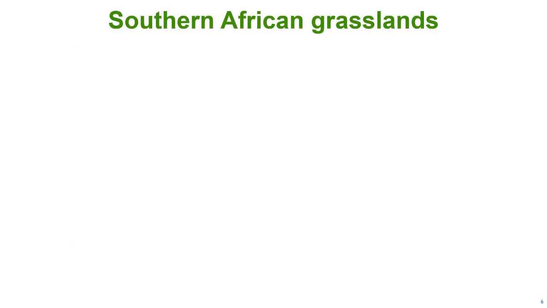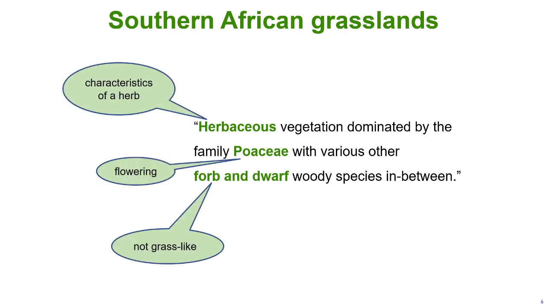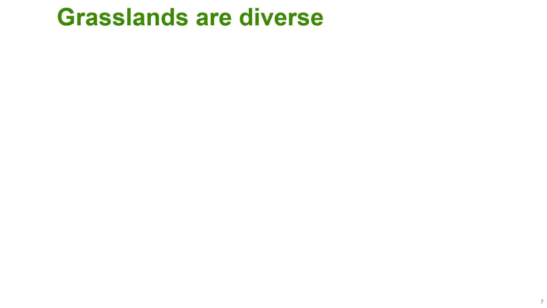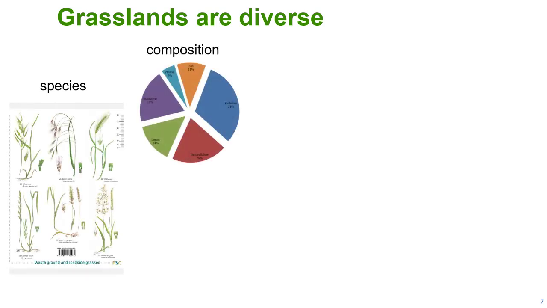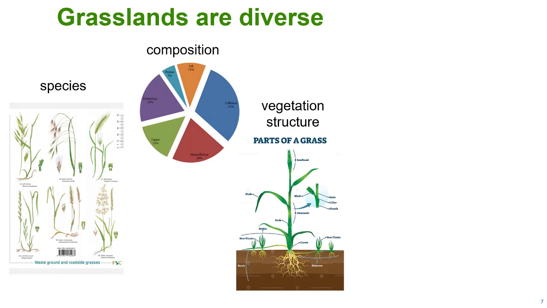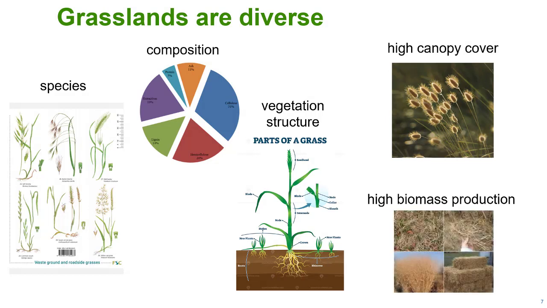When defining the grassland of Southern Africa, the following definition refers: herbaceous vegetation dominated by the family Poaceae, with various other forb and dwarf woody species in between. Grasslands are diverse in terms of species, composition, and vegetation structure. They have a relatively high canopy cover and biomass production compared to woodland plant communities.